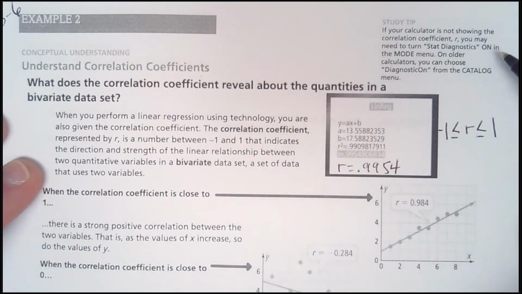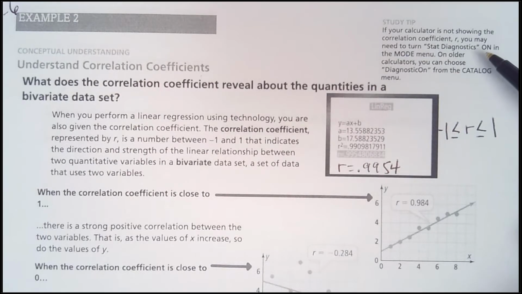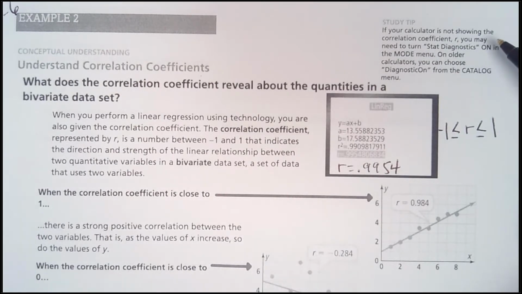Since we're not using graphing calculators this year, we don't have to worry about this. Desmos actually gives it to us. If we were using a graphing calculator, for example, a TI-84, and when you do a linear regression it doesn't show you the R, then you need to turn on your stat diagnostics in the mode menu.